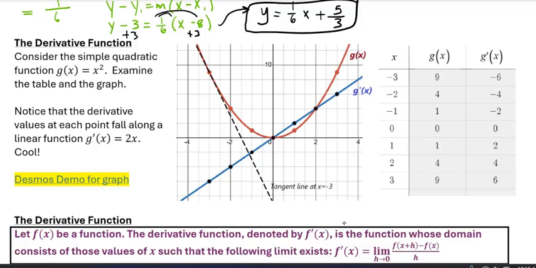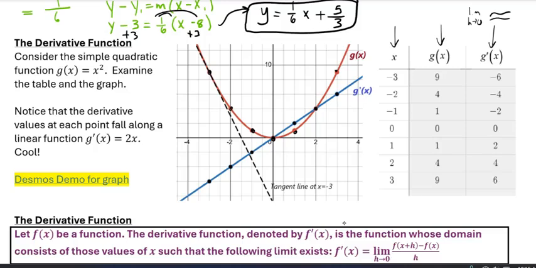So in the table at the right, notice these different x values. These are the g of x values, 9, 4, 1, 0. Those are the points on the red function, right? So there's -3, 9, there's -2, 4, there's -1, 1, 0, 0, 1, 1, 2, 4, and 3, 9. But as you evaluate g prime of x, and that can be done by doing the limit as h goes to 0, all that stuff, right? So I eliminated all that work before this video started.